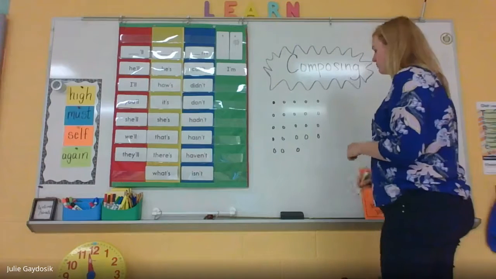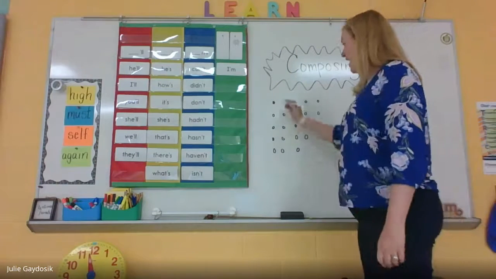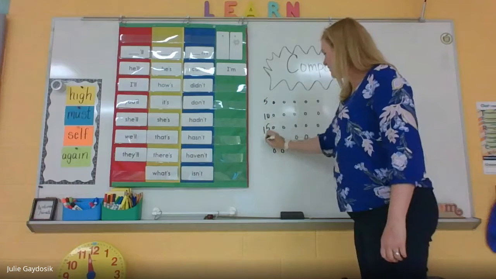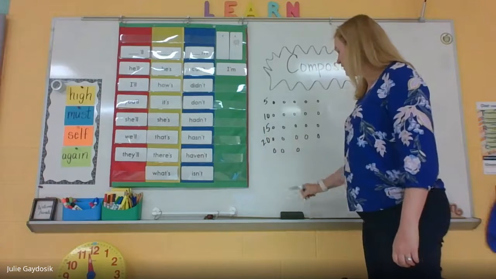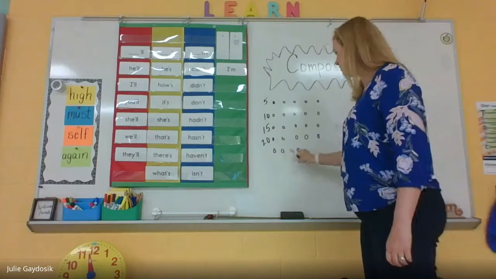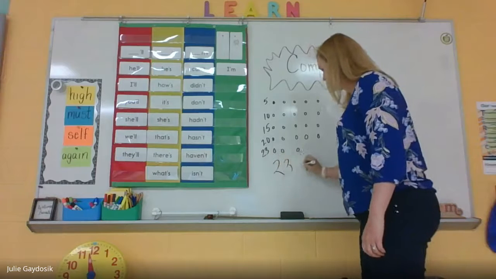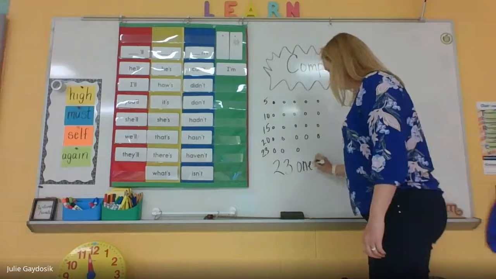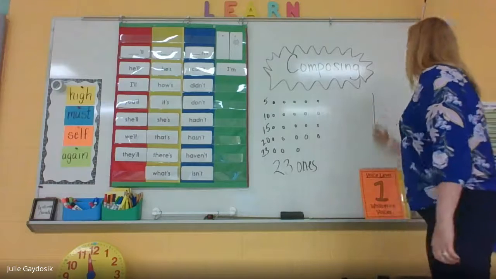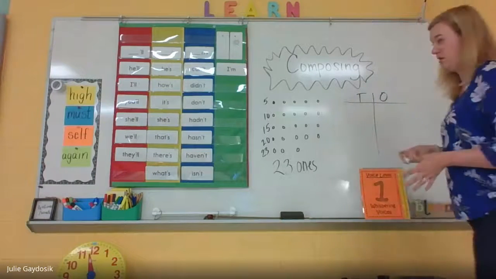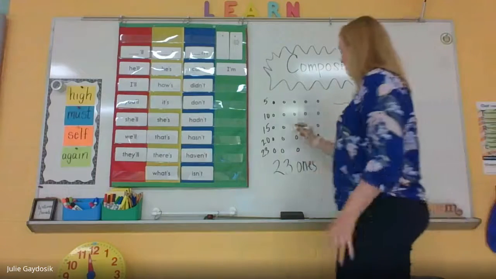Okay. Now, I have 5, 10, 15, 20, 21, 22, 23. So I have 23 ones. And I want to draw these as tens and ones. Or just tens, depending.